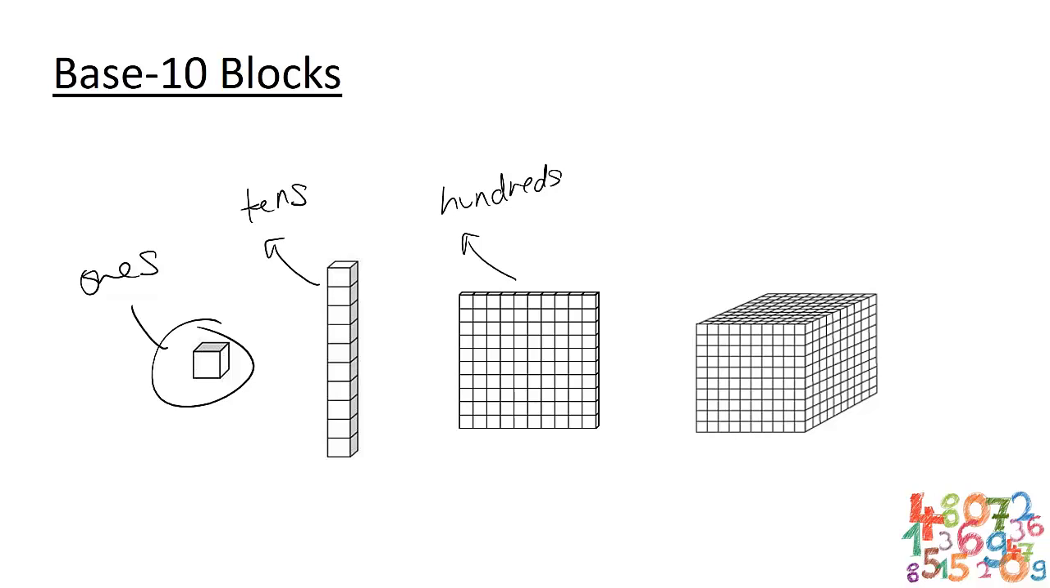A little bit later, we may also see how this can be used to help model tenths and hundredths, or some of our decimal numbers. Finally, we have our thousands block, or our thousands cube. And as you may have guessed, there are 1,000 units inside of this cube.